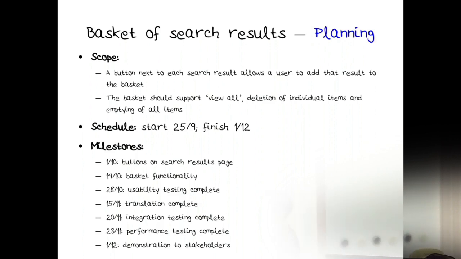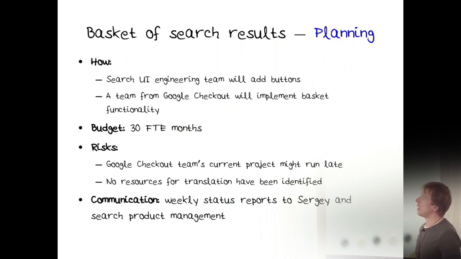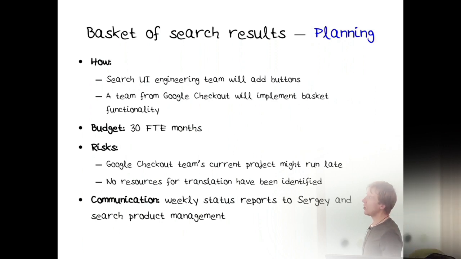Milestones: it should take us about a week to get the buttons on the search results page. Give us another 2 weeks to have the basket functionality done. Another 2 weeks, usability testing should be complete. A couple of weeks later, translation, some integration testing, some performance testing, and then we should be able to deliver on the 1st of December. More planning. How are we going to do this?